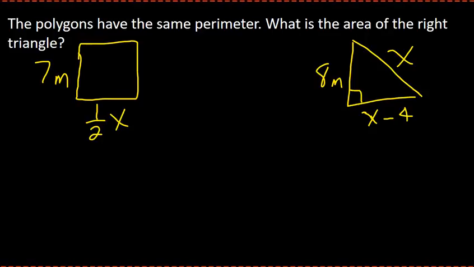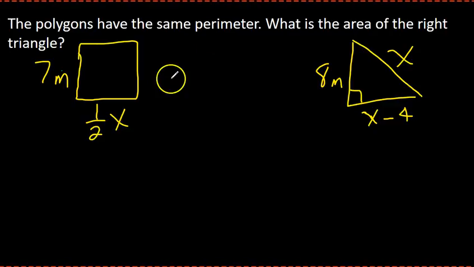Next, okay, here. The polygons have the same perimeter. What is the area of the right triangle? Okay, this is a multi-step problem. So first of all, we're going to find the perimeter of the rectangle, find the perimeter of the triangle, set them equal to each other to find x, and then we can calculate the area.